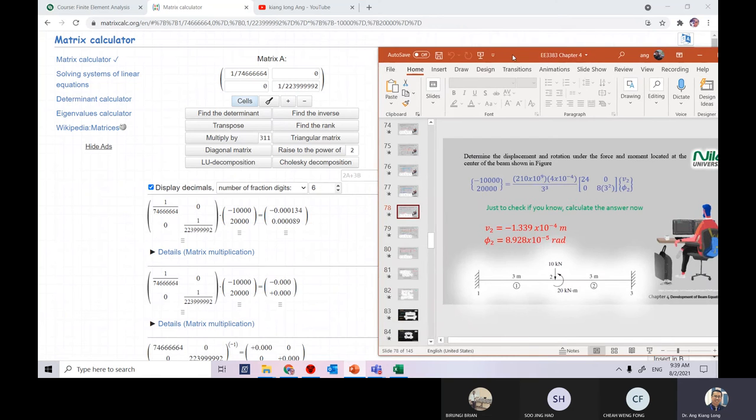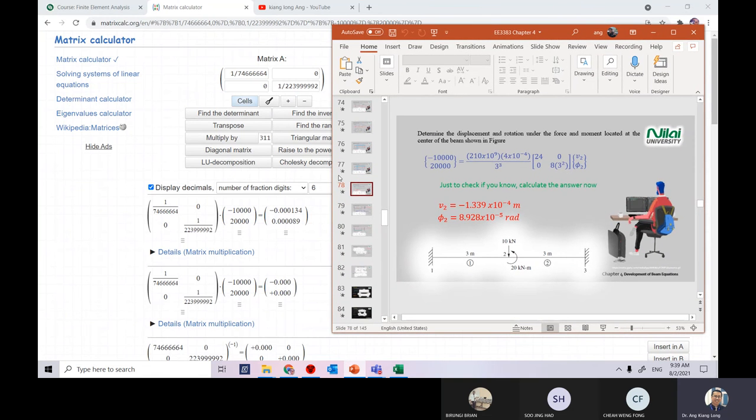I put the PowerPoint slides side by side. If you combine them side by side, your V2 is minus 1.34 times 10 to the negative 4 meter, and the angle is 89 times 10 to the negative 5. So if you compare the numbers side by side, you'll get the answer.